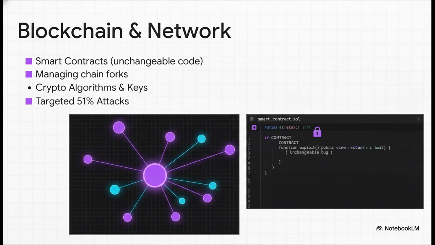We also have to plan for a 51% attack. This is a wild scenario where malicious actors actually gain majority control of the network's computing power. They could literally halt or reverse transactions. It's a risk completely unique to decentralized networks.